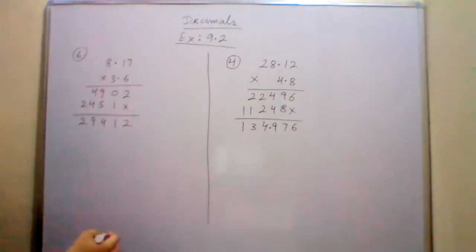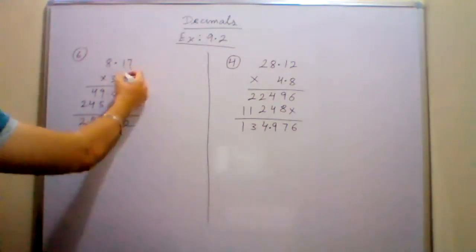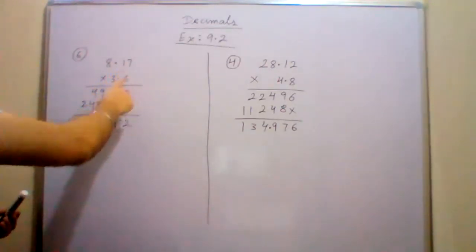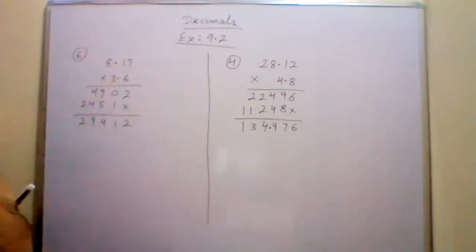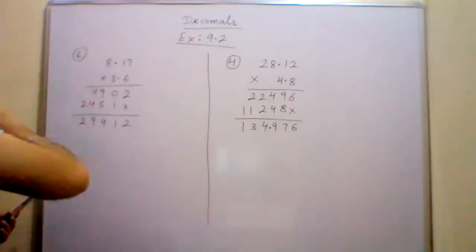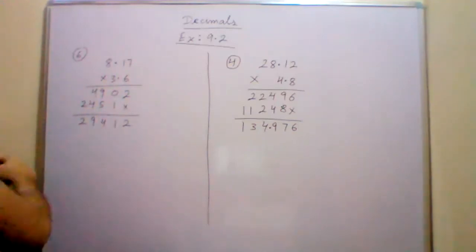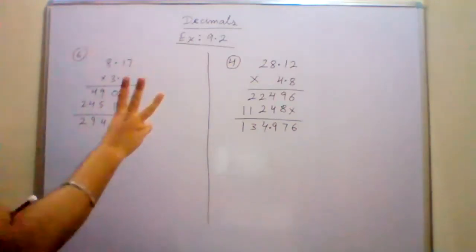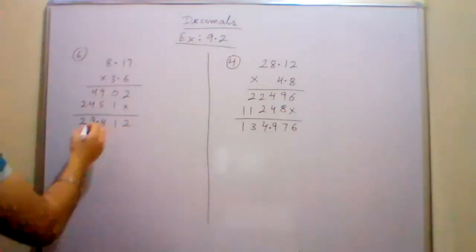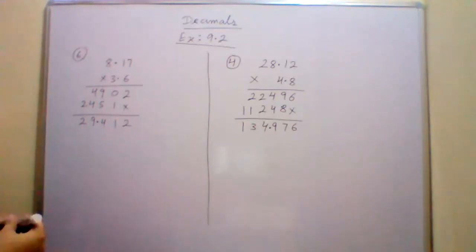Now count the number of decimal places. 1, 2, 3. 3 decimal places are there, 2 in the first number and 1 in the second number. So total number of decimal places are 3. So it will be 29.412. Yes, sir. The answer. Thank you, sir.